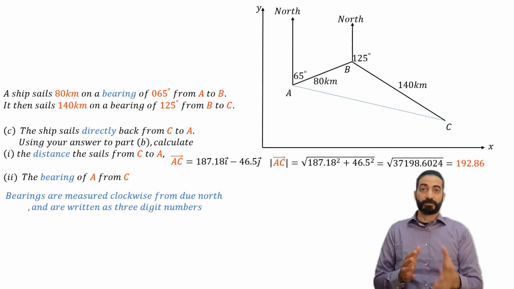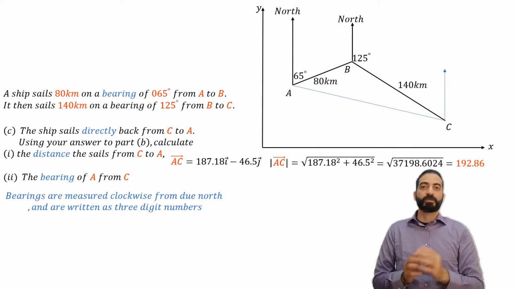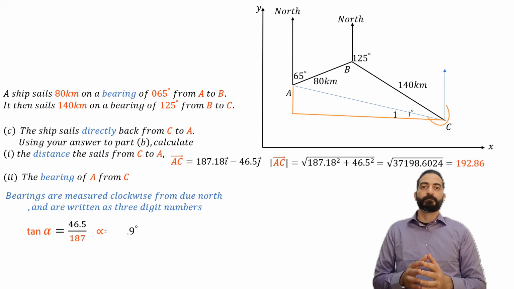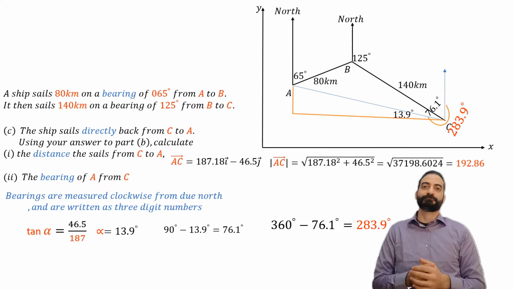Because it tells us from C, this means that we must first come to point C and make the vertical line in this way. Now we must calculate how many degrees we have from here to here. We can first get this angle in this way. Now because we have 90 degrees here, this part is like this, and now we can get this part in this way.